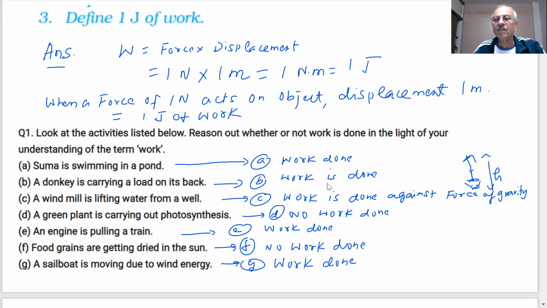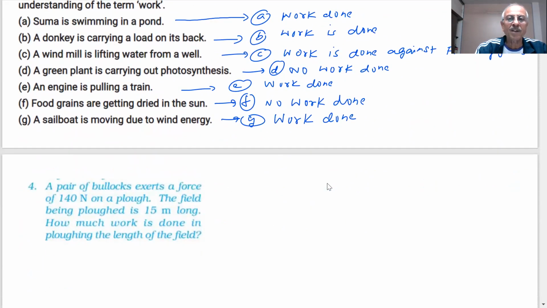Is work being done or not? The work is not done. So what is the reason? Because the centripetal force is acting toward the center, but the object is moving and will come back to the same point after motion. If you consider the center and the centripetal force, the force is perpendicular to the tangent, making an angle of 90 degrees. Cos 90 is 0, so there will be no work done. All this we are aware of.